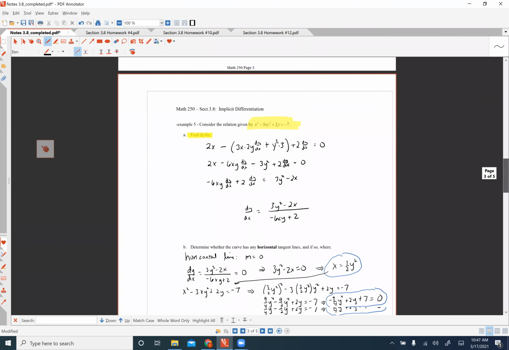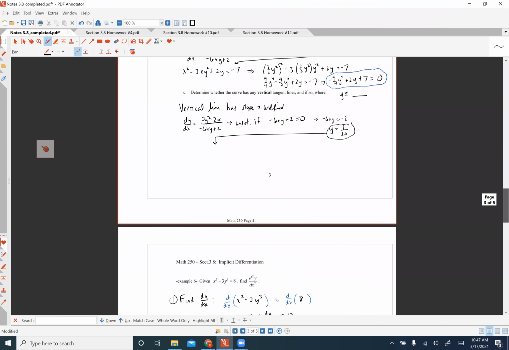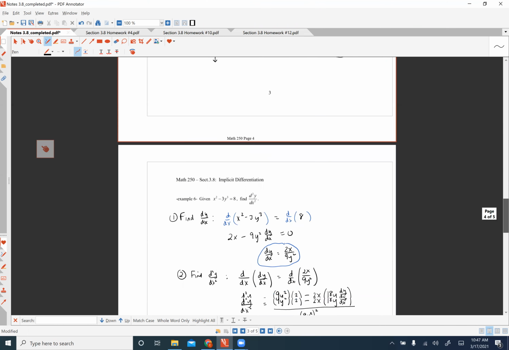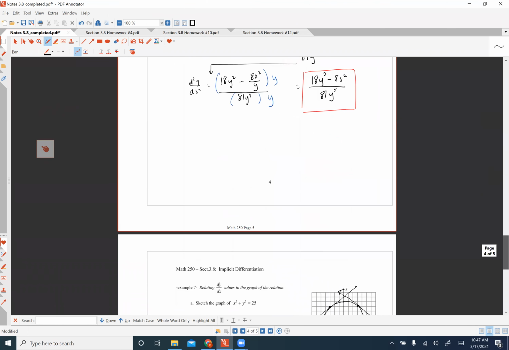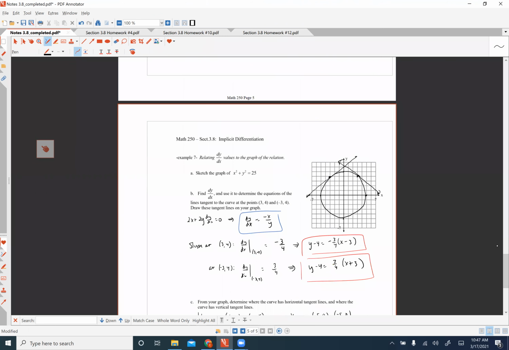Let's look at another problem. There are a lot of other problems in here, and I have a few more. But here's one that I think was actually in that first video that I recommend. This is a classic implicit differentiation problem, example 7. You want to sketch the graph of x squared plus y squared equals 25. That's the circle of radius 5, centered at 0, 0.